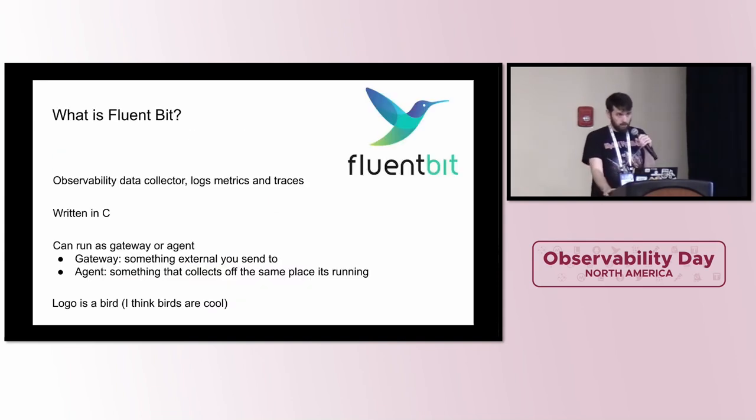Everybody in this room probably knows what Fluent Bit is, but my mom watches these talks and she doesn't. Fluent Bit is an observability data collector that runs and collects logs, metrics, and traces. You can run it as a gateway, something external that you send data to, or you can run it as an agent directly alongside the things that you're collecting, and we're going to be mostly talking about that second mode. You're running it as an agent because you're reading logs directly off of your machine, a file on your machine.